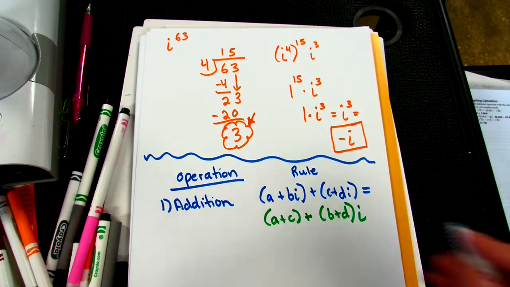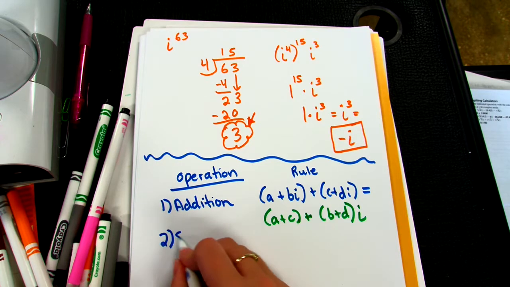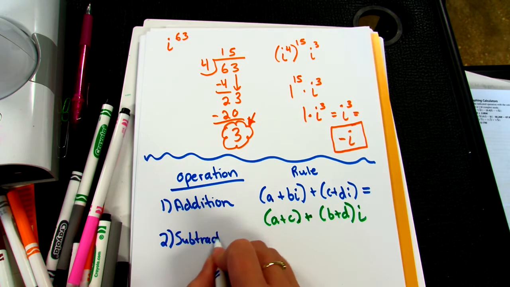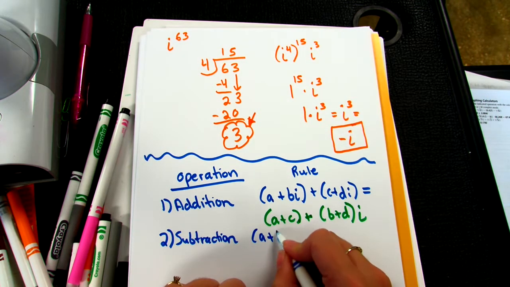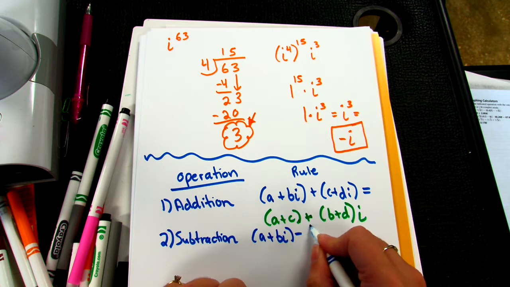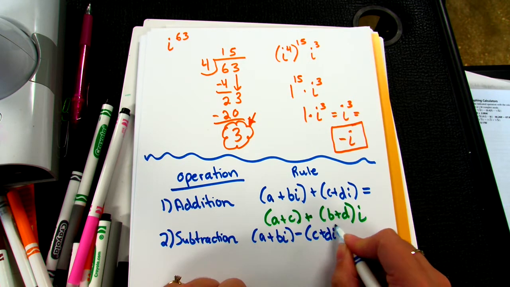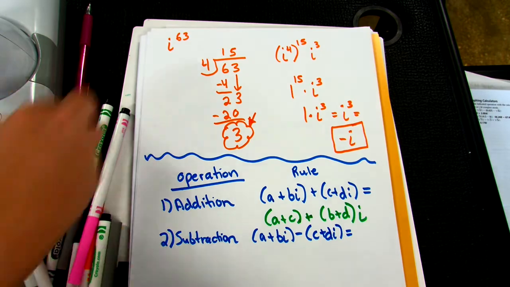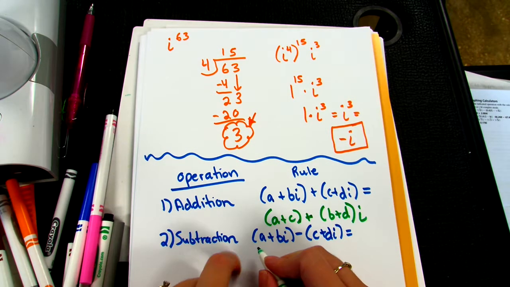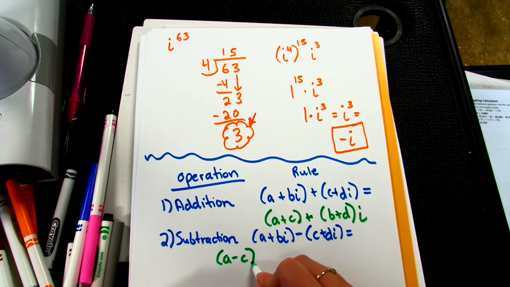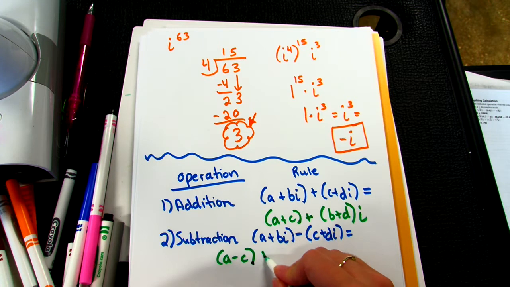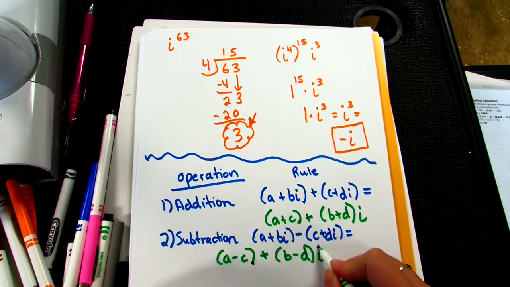Now let's look at the rule for subtraction. So that's going to be something like this. a plus bi minus c plus di. That's the problem you're up against. You're going to use the rule (a minus c) plus (b minus d)i. There's the rule for that one.